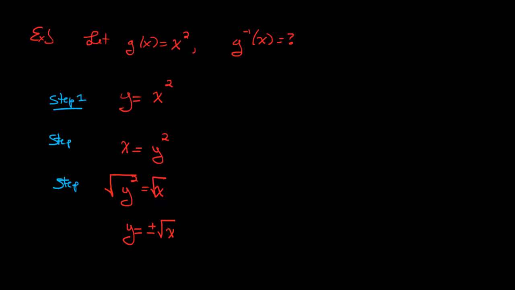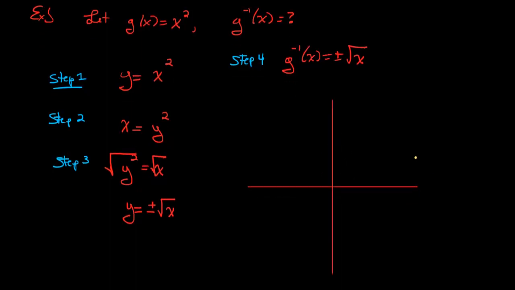So if we examine this, and this was step 2, and this was step 3, and then last thing in step 4, we are going to replace y with the name of the inverse. So that's going to be g inverse of x, and that's going to be plus or minus square root of x. So if I look at this as I've done before, I'm going to go ahead and draw x squared here in red. So it's a parabola opening up, and it looks something like this.